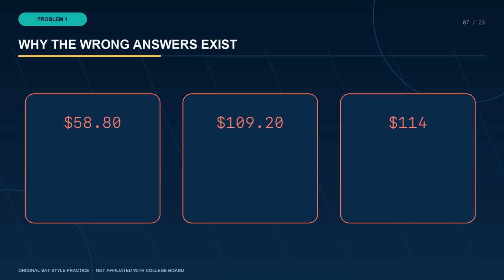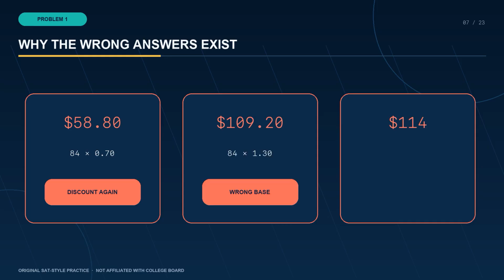$58.80 applies another discount to the sale price. $109.20 adds 30% of 84, using the final price as the base. $114 simply adds $30. Reverse percent questions do not ask you to reverse the sign. They ask you to reverse the multiplication.